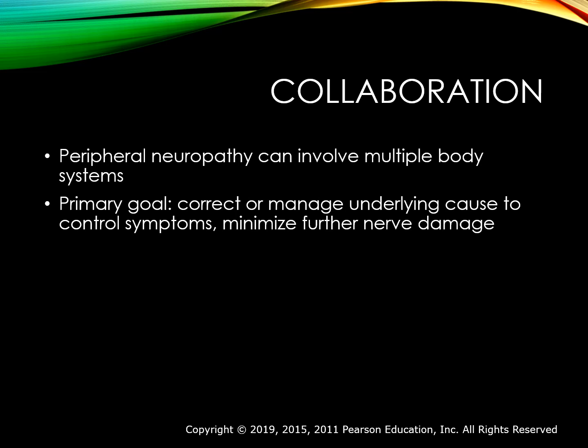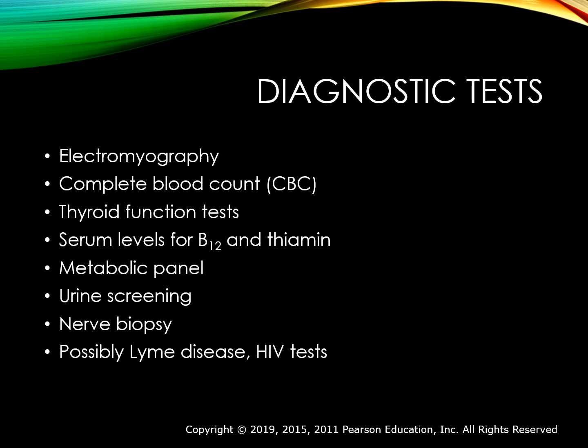Collaboration. The primary goal of treatment is to correct or manage the underlying cause so that symptoms are controlled and further nerve damage is minimized. Prevention is always the key. Diagnostic tests: electromyography to check the muscle function, a CBC to check for elevated white count, signs of infection, signs of inflammation, thyroid function, make sure your thyroid's functioning effectively, B12 and thiamine, metabolic panels, urine screenings, and nerve biopsies. Lyme disease and HIV tests also may be indicated.